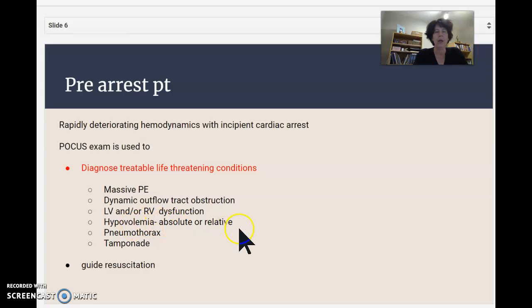Hypovolemia can be absolute or relative. You can have some blood loss, or you can have anaphylaxis, which will make your heart very, very empty, even though you haven't lost volume as such. Always want to think about pneumothoraces, so add that A and B to your scanning. You will be doing some lung scanning in this acute patient, and tamponade, which for us is lower down, but you will see if there's fluid there.